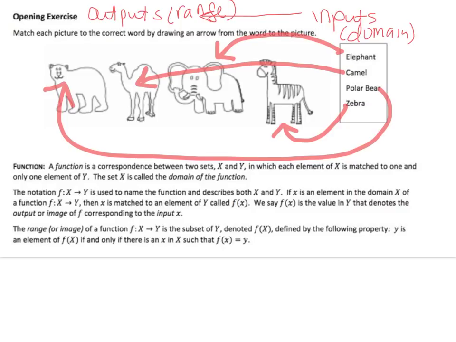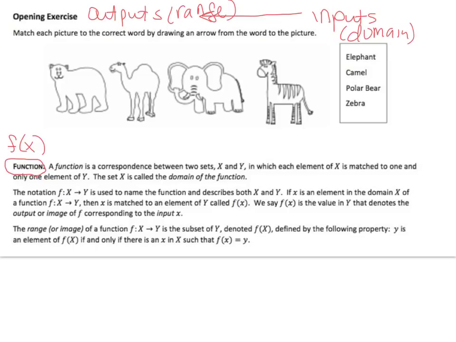So I have a function. A function, I've always said, is a name. I can write it like this: a function is a correspondence between two sets, big X and big Y, in which each element of X is matched to one and only one element of Y. The set X is called the domain. The set Y is called the range. Pause there for a second.